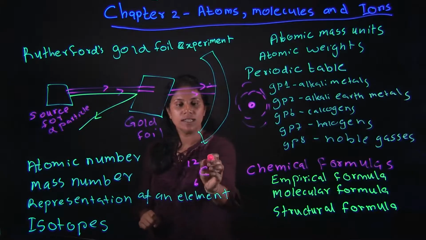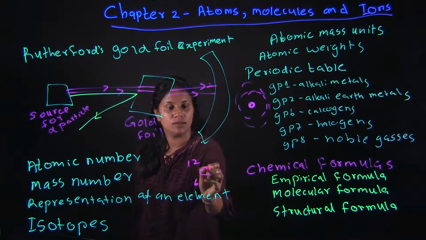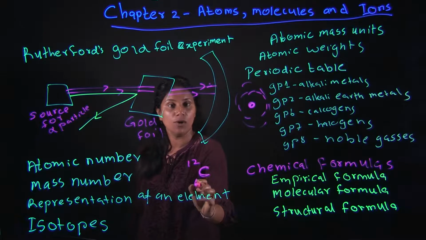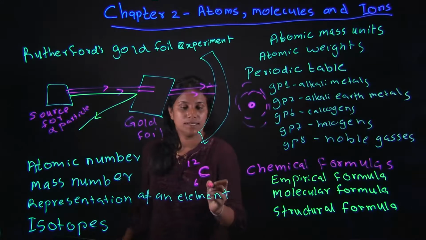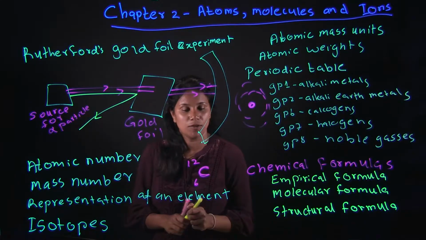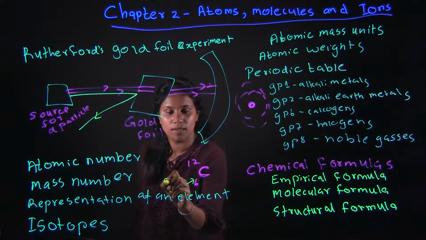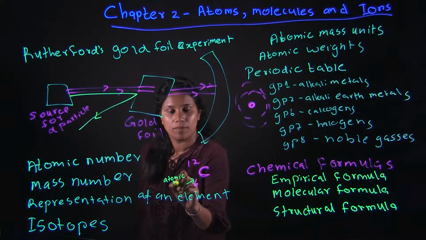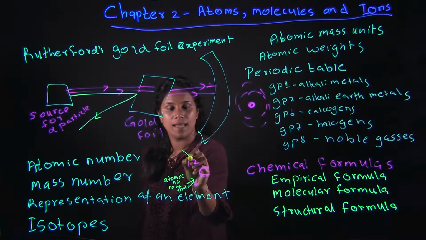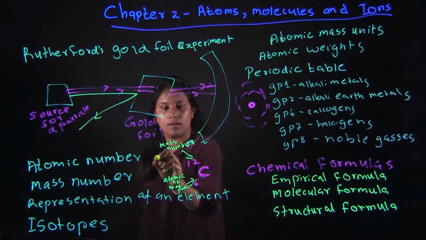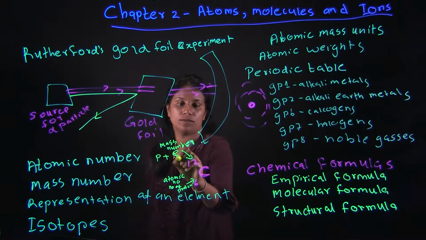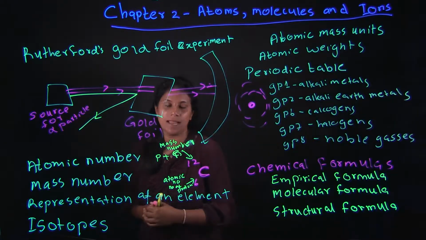So you can use this notation to represent an element. You write the symbol name, and below you write 6 as the atomic number and 12 as the mass number. So the 6 is the atomic number, which is the number of protons, and this is the mass number, protons plus neutrons. This is the way of representing an element.